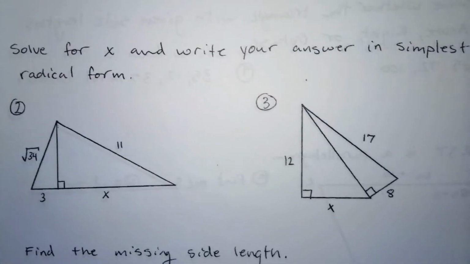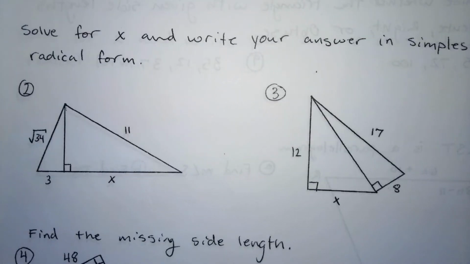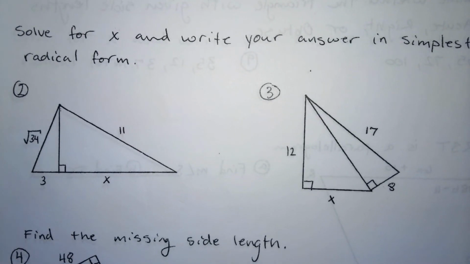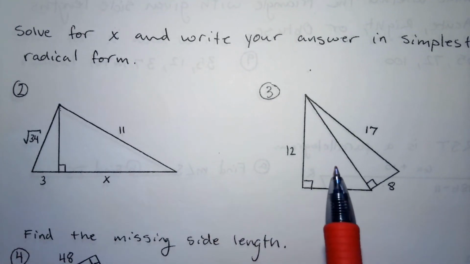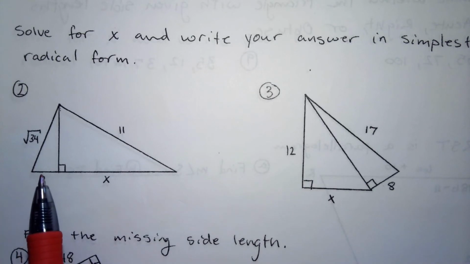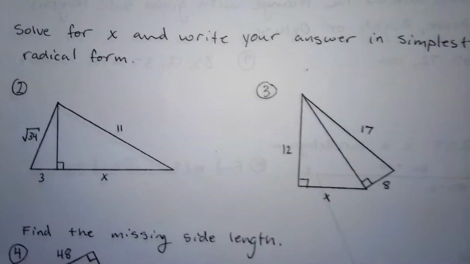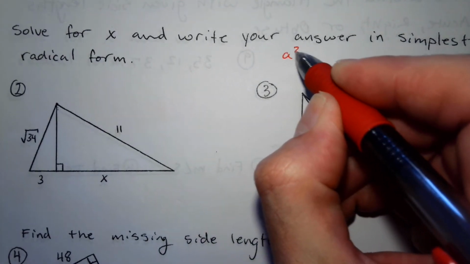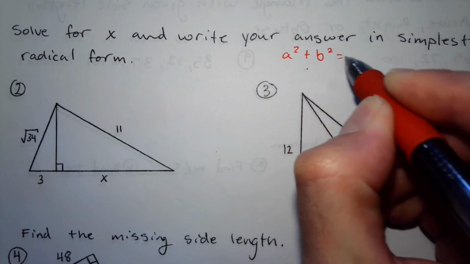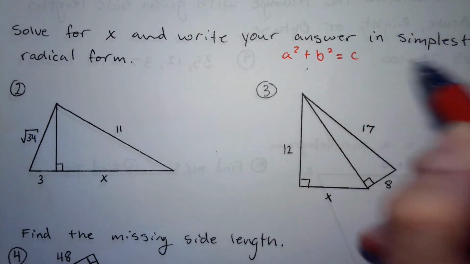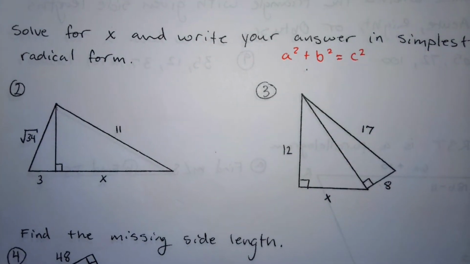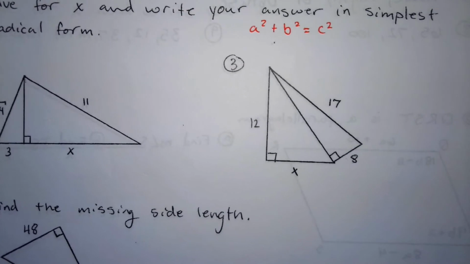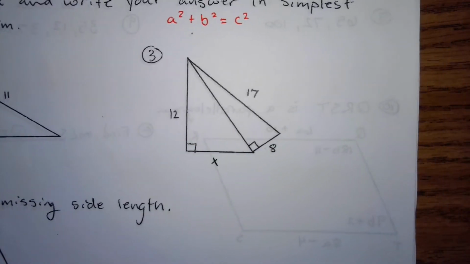This says to solve for x and write your answer in simplest radical form. For both of these problems, we're going to focus on number 3, but for both of these problems, you split the triangle up into 2 different triangles. And you're using a squared plus b squared equals c squared, where c is the hypotenuse. It's always across from the right angle.